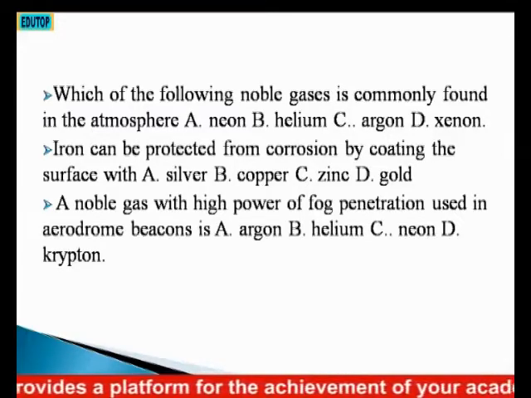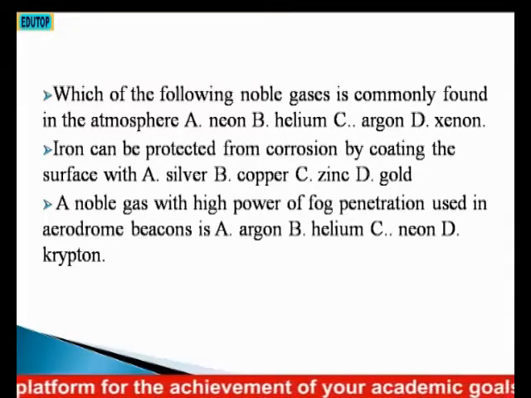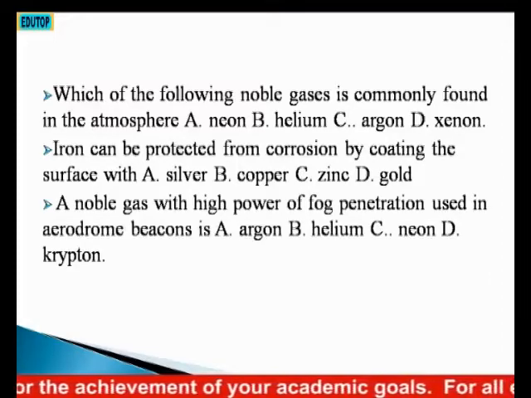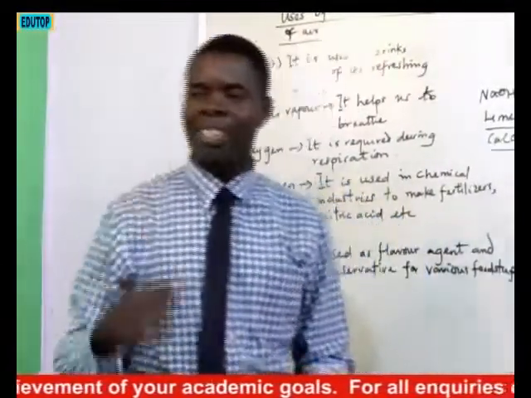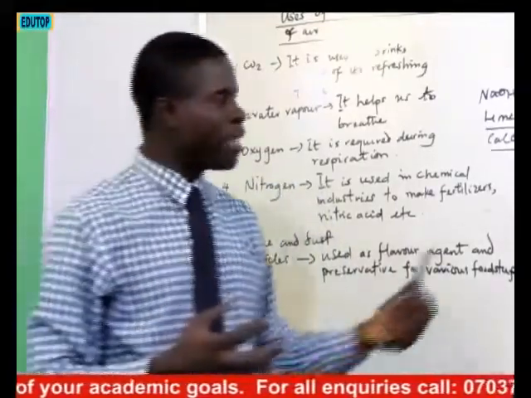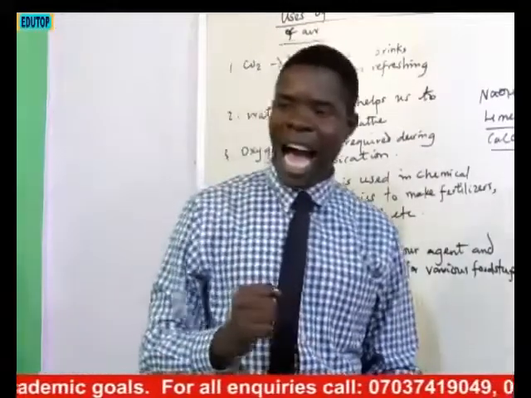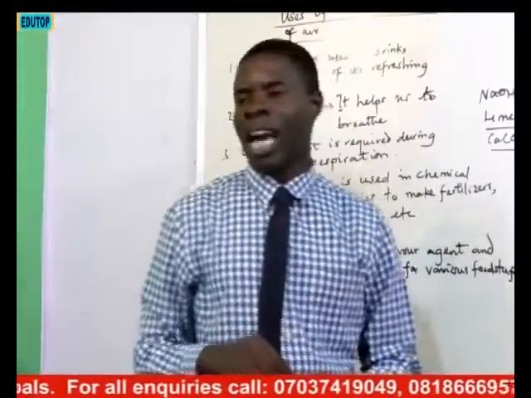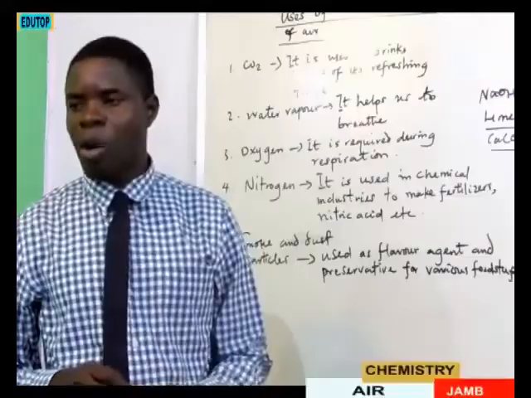Then the next question: a noble gas with high power of fog penetration used in aerodrome beacons is, we just did that now, and that is what? Neon. We checked what we did on the last slide. So that is definitely what? Neon. Why it is used in aerodrome beacons is simply because it has a high fog penetration power, so the mist can penetrate through it. And that is why they use it in what? Aerodrome beacons. So the option there will be option C.